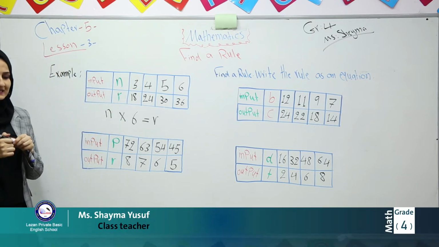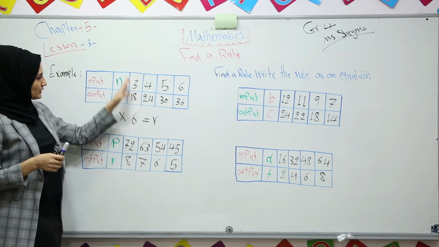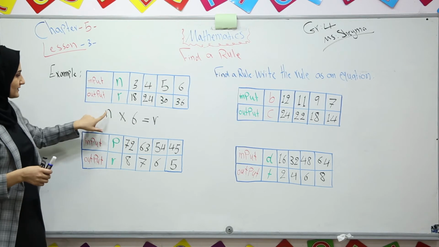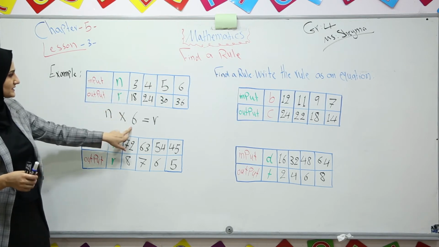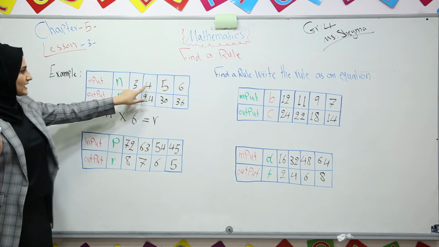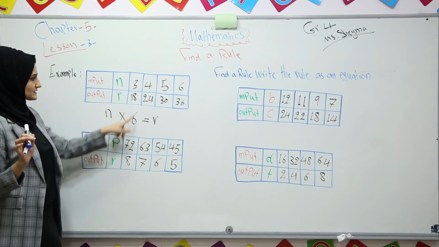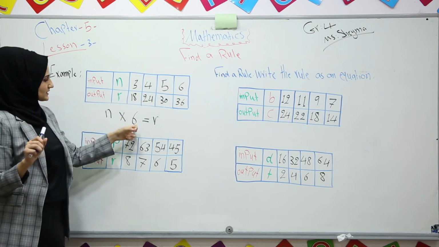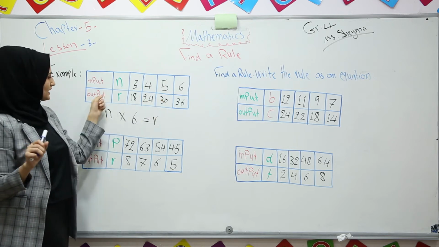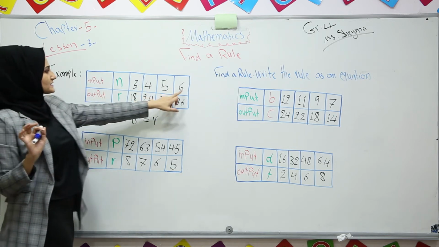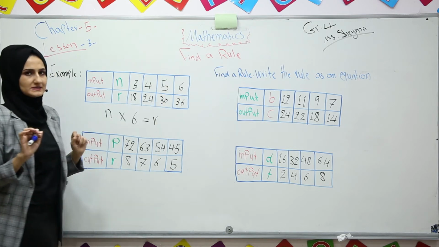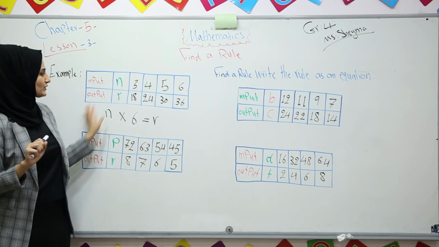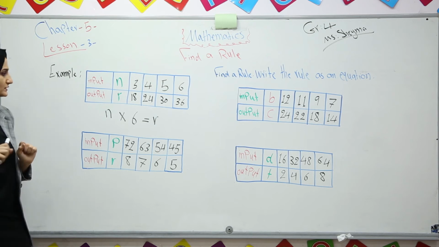Now we have to test this rule on each pair that we have. N times 6 is equal to R. First, N is equal to 3. 3 times 6 is equal to 18. That's right. 4 times 6 is equal to 24. Output is 24, so that's right again. 5 times 6 is equal to 30. Our output is 30. That's right. 6 times 6 is equal to 36. Our output is 36. So this equation works for these input and output numbers.